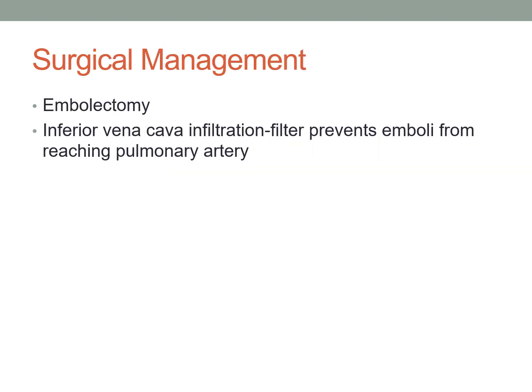PE. Also, you can have some surgical management, embolectomy, where the surgeon will go in and remove the blood clot. And also, you can have an inferior vena cava filter that traps that clot. It prevents the emboli from reaching the pulmonary artery, which can cause death. You probably have heard this called a Greenfield filter. It's a filtration system put in place in the inferior vena cava, and it blocks the emboli. It stops it from reaching the pulmonary artery. That's some surgical management.